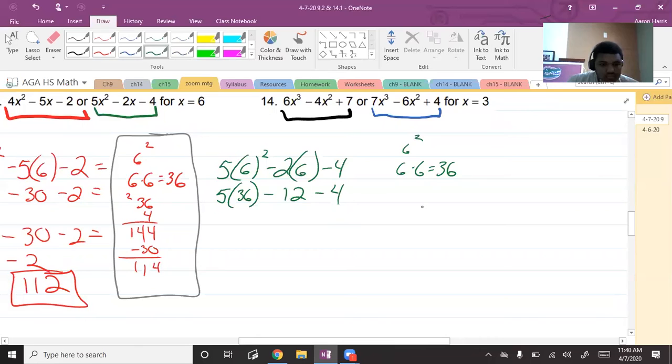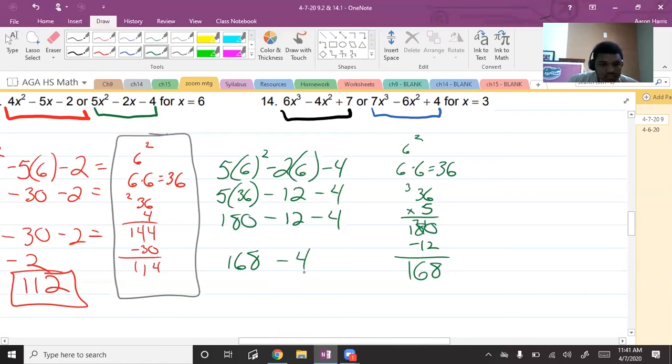So I get 36 times 5. 6 times 5 is 30. 3 times 5 is 15, plus the 3 is 18. So I get 180 minus 12 minus 4. 180 minus 12 is equal to, borrow the 1. So 10 minus 2 is 8. This is 7. 7 minus 1 is what? 6. So I get 168 minus 4. If I subtract 4, I get 164. That is my answer there.